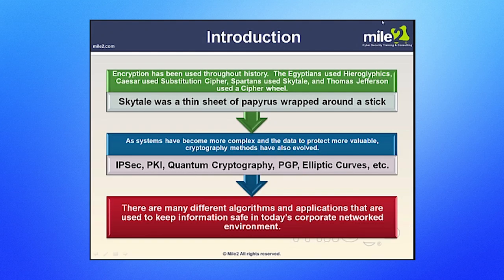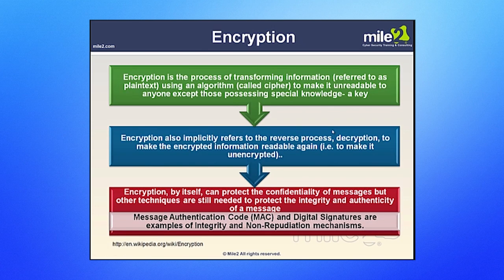Of course, systems have become more complex, so we have evolved with this, and when we apply this to computers, we think of IPsec, PKI, public key infrastructure, quantum cryptography, Pretty Good Privacy, elliptic curve, just a whole lot of different ones we see in modern computing. And because we want to keep our information safe, there's very much a need to encrypt a lot of our information.